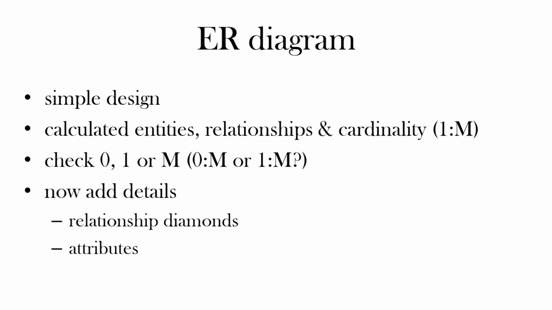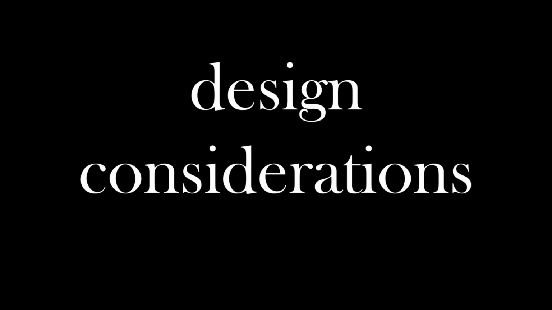So when you make an ER diagram, try to keep it simple. Think about the entities first, what relationship, and the cardinality. That's the important part in the design. So check to make sure you've got the correct cardinality, 0 to many or 1 to many, for example. Now once your design is correct and you're happy with it, then you can start adding detail about what you want to call the relationships, putting them in a diamond and adding the attributes, for example.